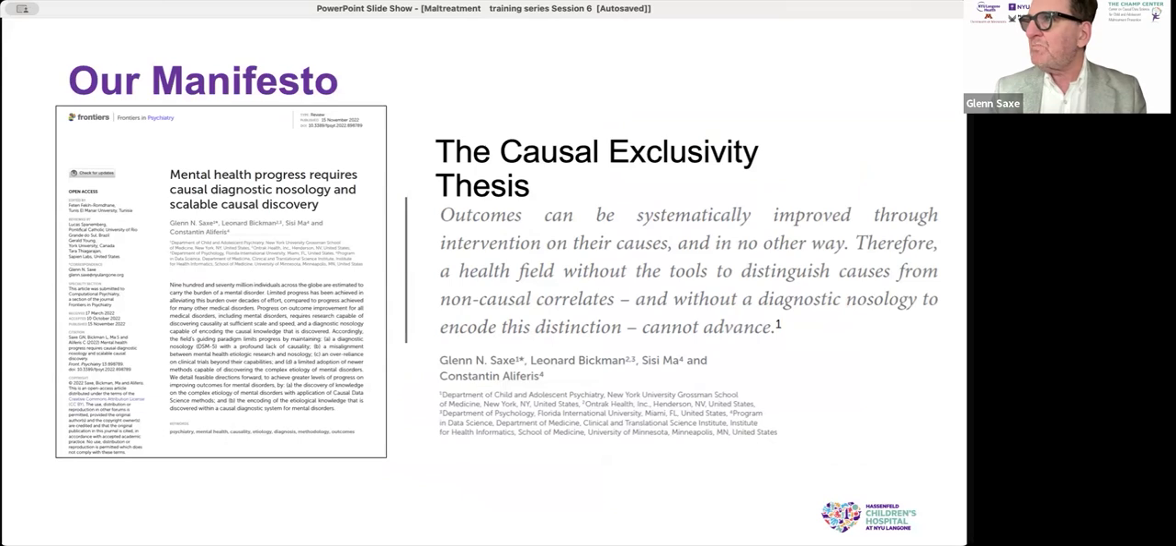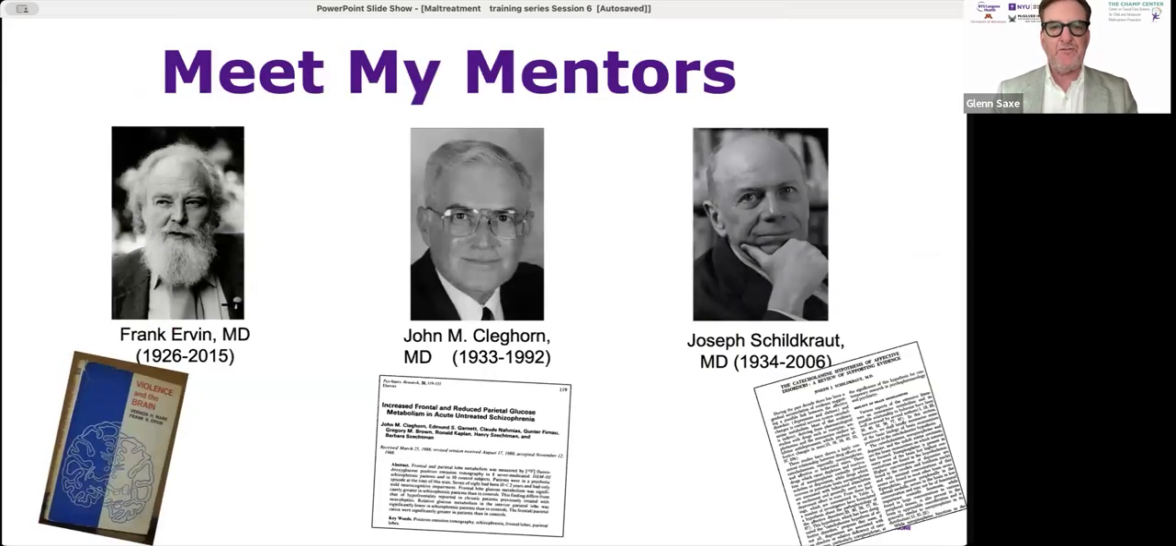We talked about the paper we wrote that we call our manifesto with the causal exclusivity thesis. Outcomes can be systematically improved through intervention on their causes and in no other way. A health field without the tools to distinguish causes from non-causal correlates and without a diagnostic system to encode this distinction cannot advance. And that's something we think about a lot. A lot of our work is based on this and how to make it different.